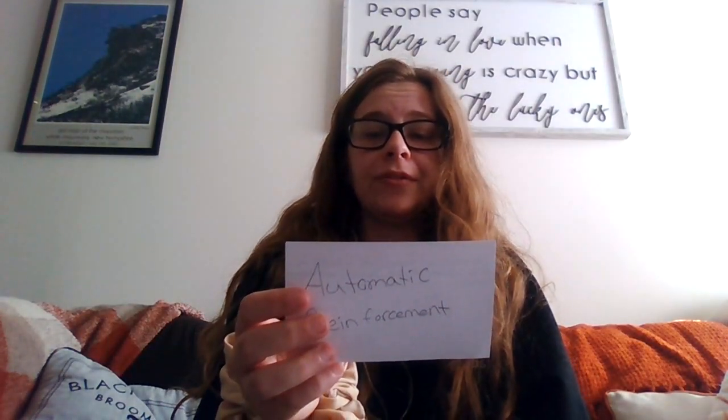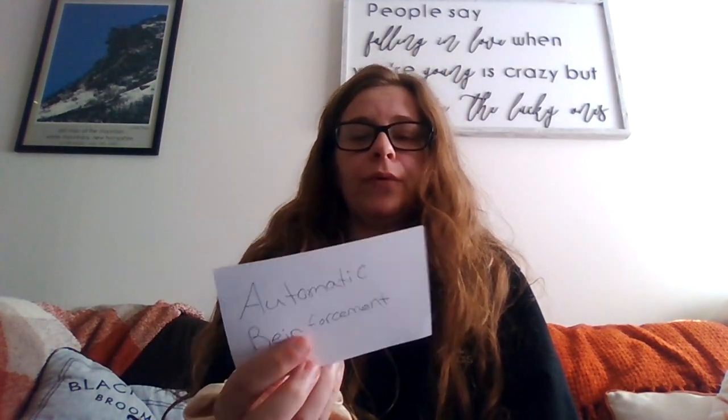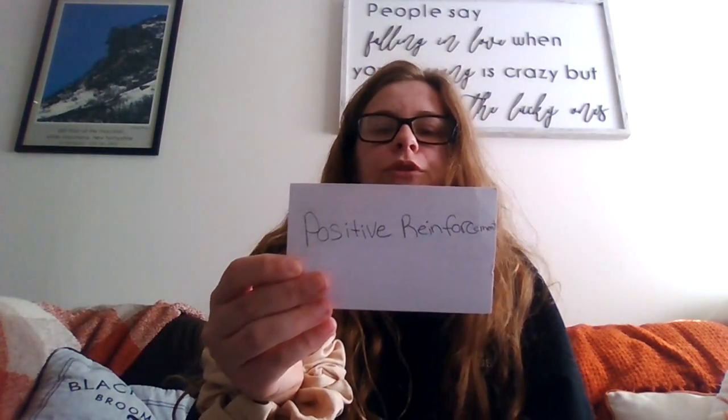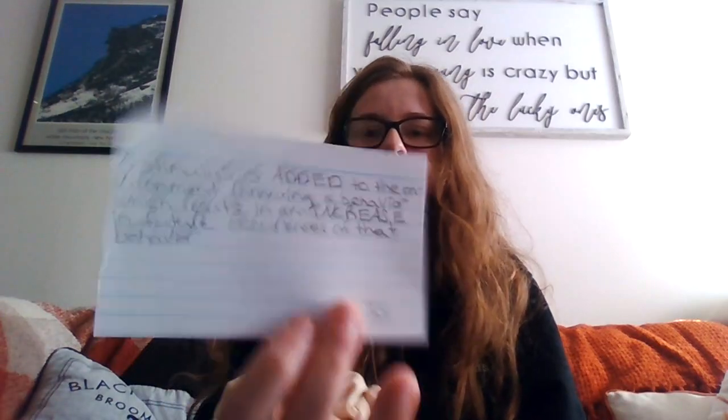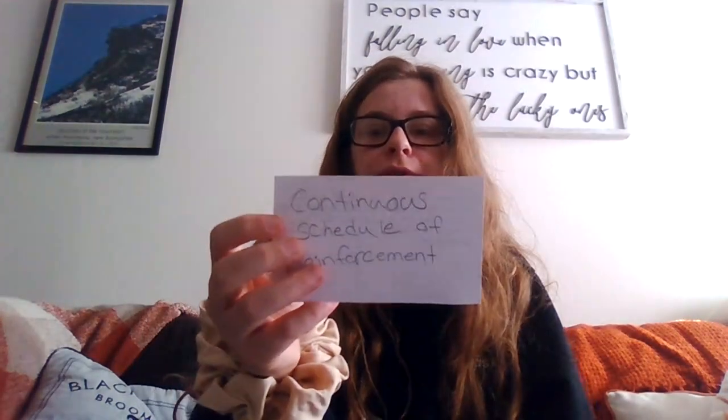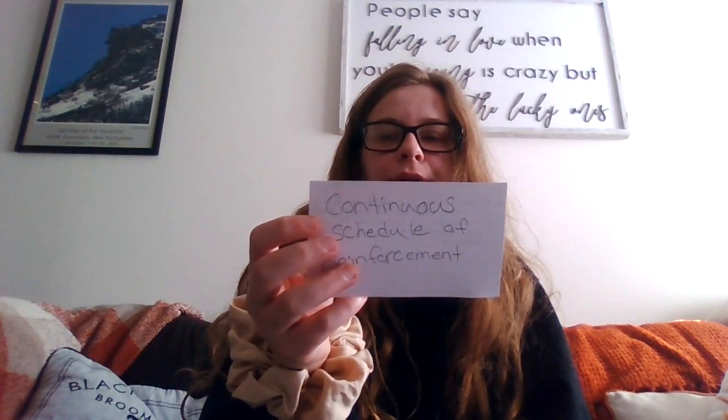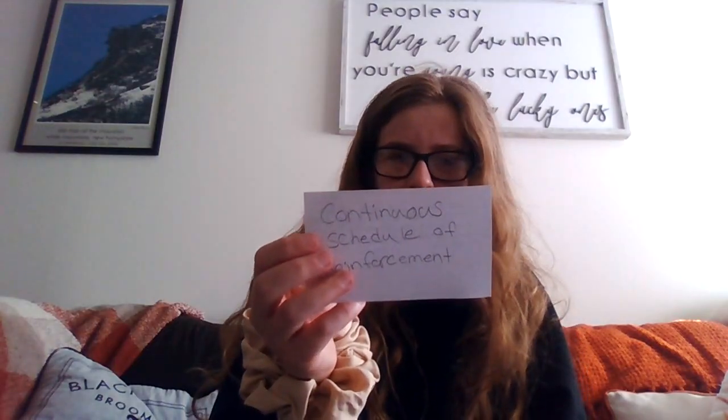Reinforcement that occurs in the absence of social consequences: automatic reinforcement. A stimulus is added to the environment following a behavior, which results in an increase in future occurrences of that behavior: positive reinforcement. A fixed ratio schedule which presents a reinforcer after each occurrence of behavior. This is often referred to as an FR1 schedule: continuous schedule of reinforcement.